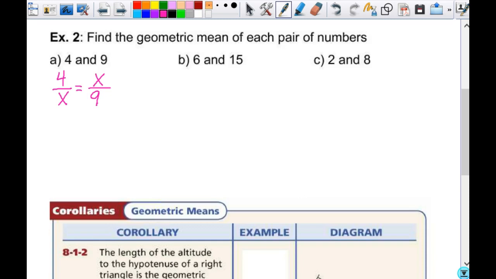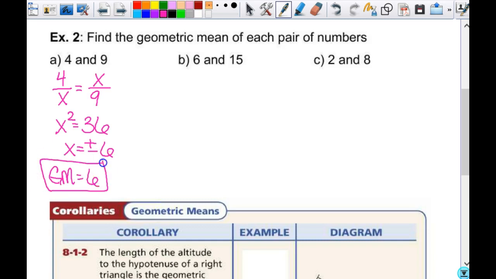X times x is what? X squared. 4 times 9 equals 36. Okay. So x equals what? Which is what? Good. Plus or minus 6. That's what we get for x when we solve it, right? What we want is the geometric mean. So the geometric mean then is just what? 6. Easy enough?